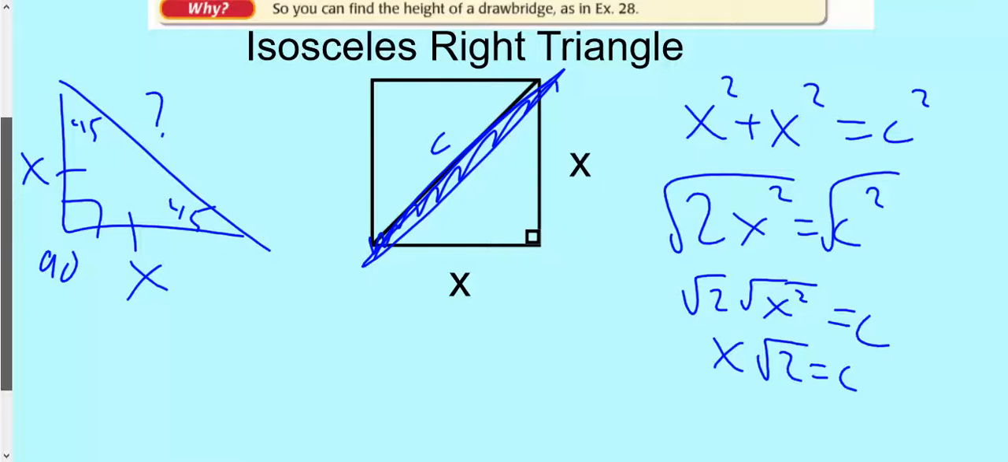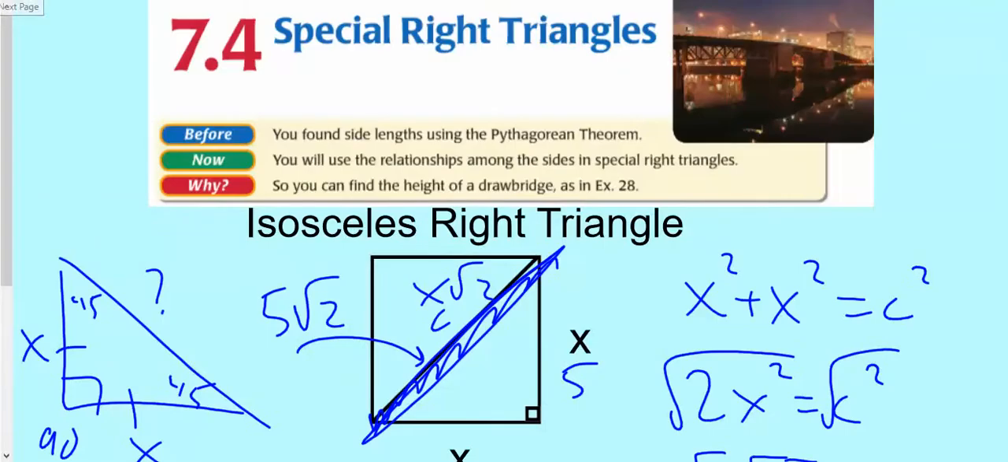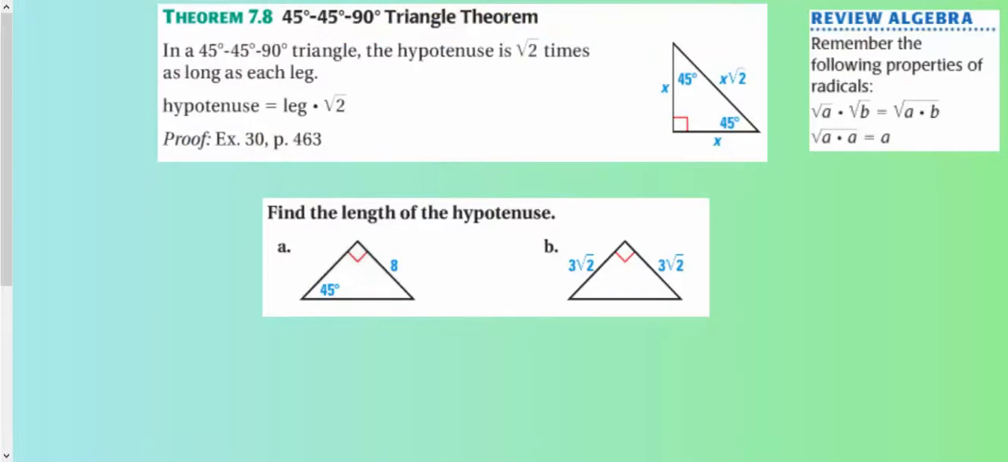So that is a very, very important relationship, x root 2. So if I have the side length, let's say this was 5, and this was 5, then the hypotenuse would be 5 root 2. You just take whatever the side length is and multiply it by the square root of 2. Okay, so there's your first relationship right here. This is a 45, 45, 90 triangle here.